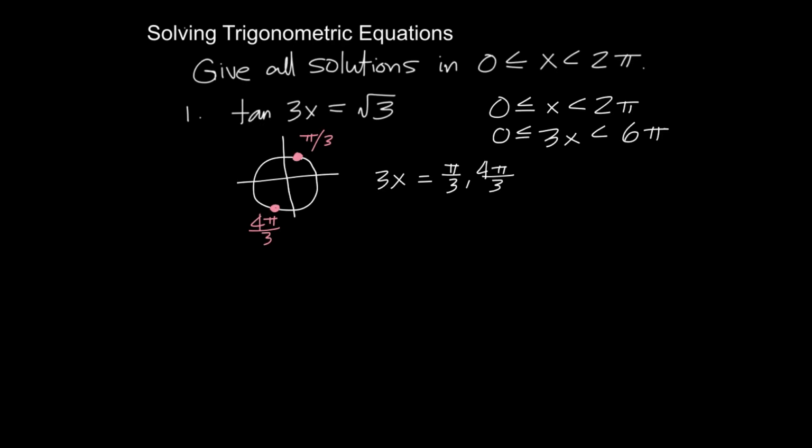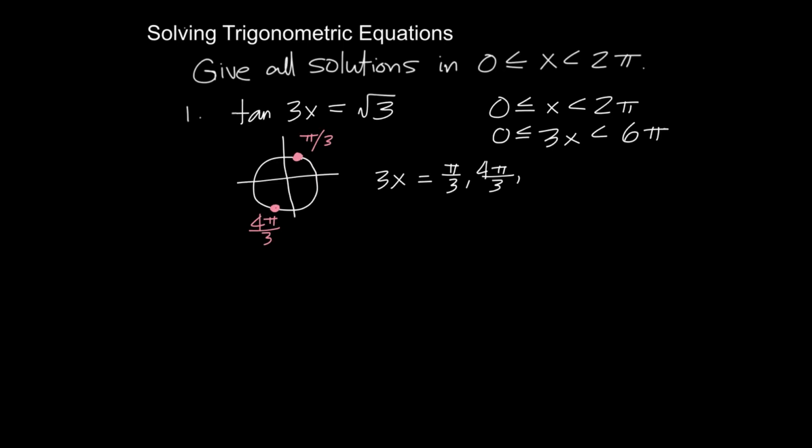However, those 2 angles are only in the first rotation of the unit circle. But according to our new interval here, we want 3x to be between 0 and 6 pi, which means that we want to cover 6 pi, which is 3 rotations around the circle. So if there's a 3 in front of the x here, that means that you want to go around the circle 3 times, because 0 to 6 pi is 3 rotations of the unit circle. So you have to keep listing values that are coterminal, that's the correct term, coterminal with pi over 3 and 4 pi over 3.